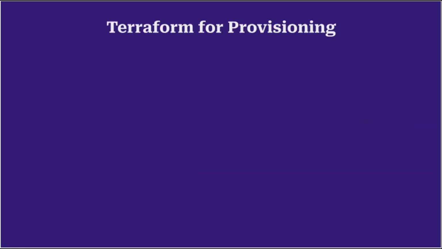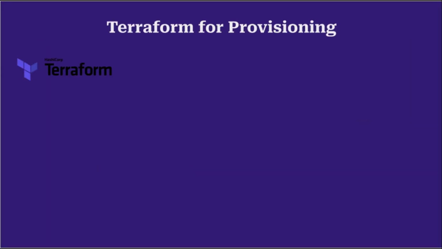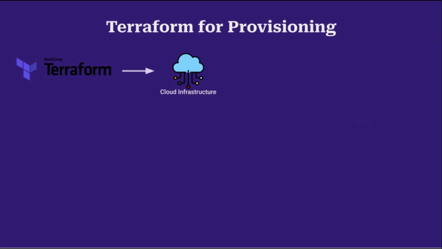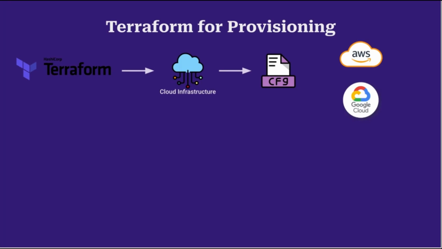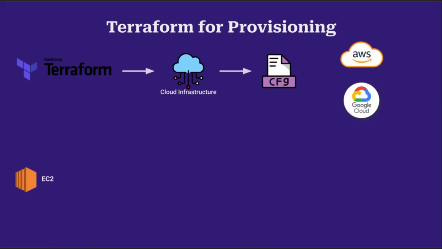First up, Terraform. Terraform is an open-source infrastructure as code tool, created by HashiCorp. It lets you define cloud infrastructure using simple, readable configuration files, which means you can build, change, and version infrastructure just like software. Instead of manually clicking through the AWS or GCP console, you can define everything you need in code.